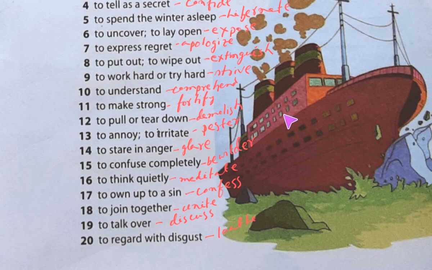Hope you have understood today's topic. Today we have done Junior English 4, page number 2, and the topic is verbs. Next day we will do page number 3, and there we will find the topic adjective. Bye for today.